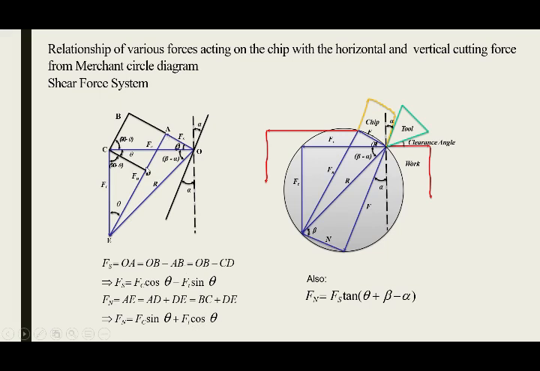Now value of AD is equal to BC. From this triangle OBC, BC can be calculated by using sin theta. Sin theta is equal to BC divided by the hypotenuse, that is FC. So BC is equal to FC sin theta. So Fn is equal to FC sin theta plus Ft cos theta. Okay. Also we can derive that Fn is equal to Fs tan of theta plus beta minus alpha. Okay. We can solve this by using these two equations.